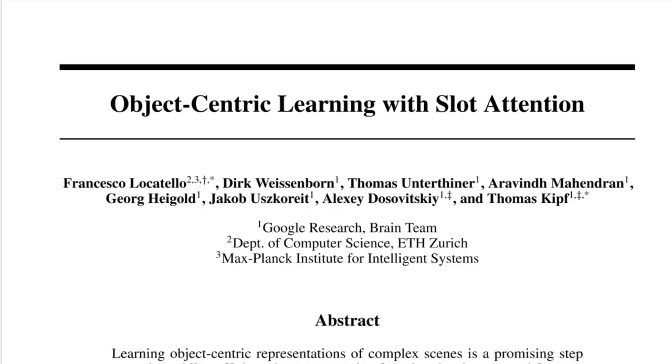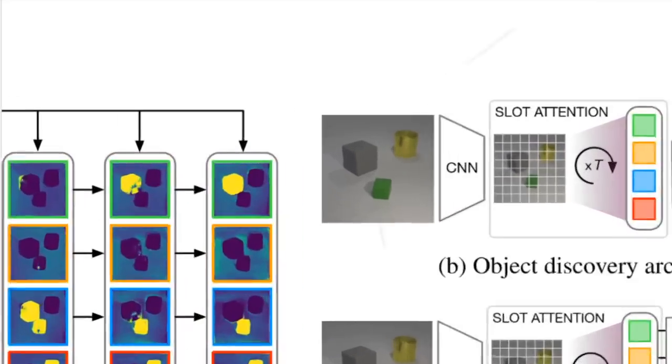Hi there. Today we'll look at object-centric learning with slot attention by Francesco Locatello, Thomas Kipf, and others of Google Brain, ETH Zurich, and MPI. On a high level, this paper recognizes scenes of objects from single pixels, and it's best I show you a picture of what's going on.